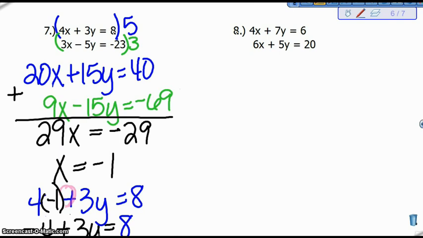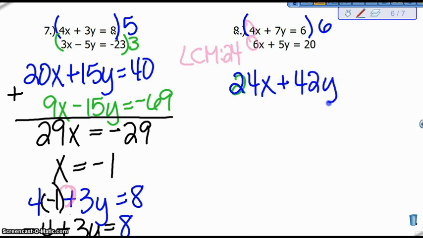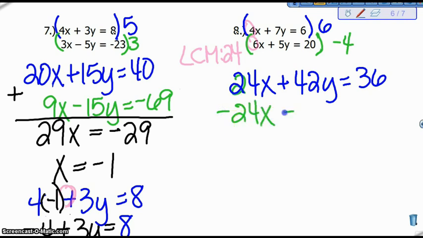So if I look at the coefficients of my x's, this 4 and the 6, I know that their LCM is 24. Okay, so I know that my x's have to start with a 24. Well, in order to get 4 to be 24, I need to multiply this first equation by 6, which is going to turn into 24x plus 42y is equal to 36. And then I want to multiply this bottom one by 4, but I need it to be negative, so this has to be multiplied by negative 4. And this is going to turn into negative 24x minus 20y is equal to negative 80.